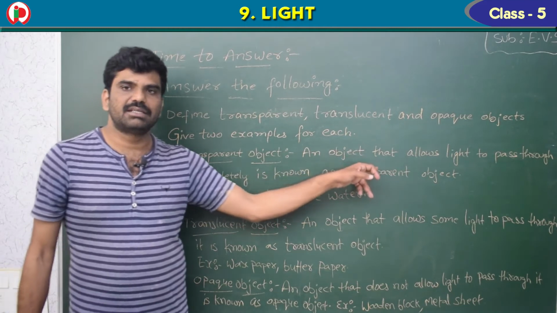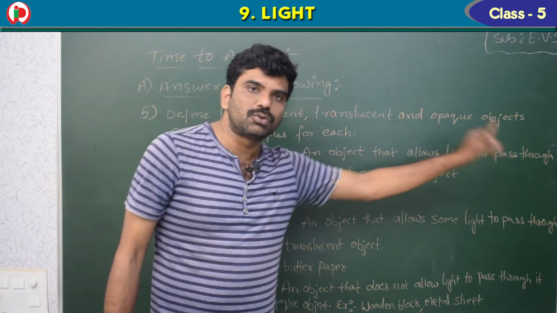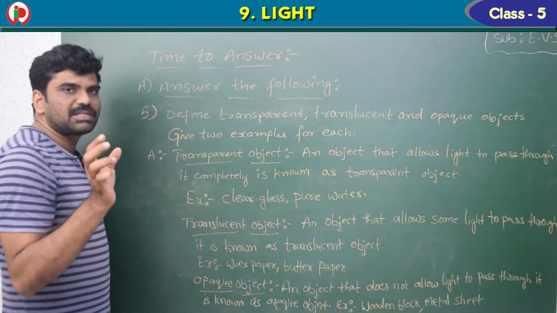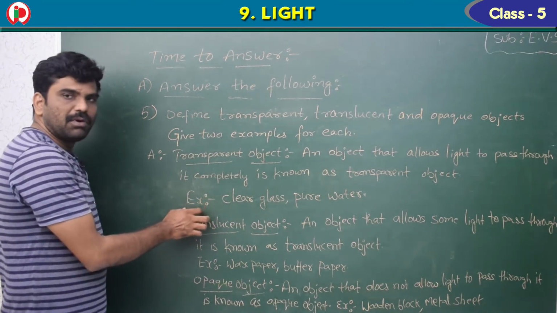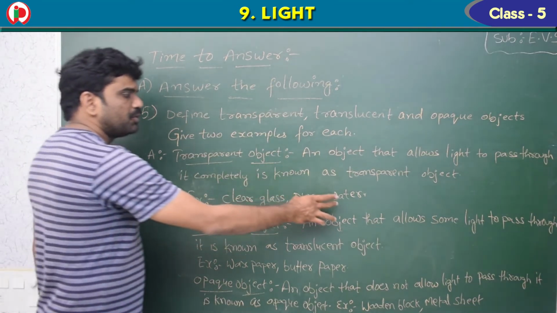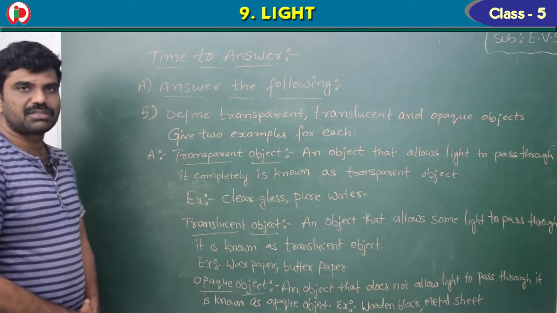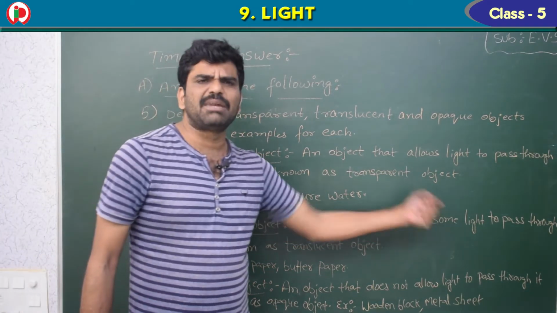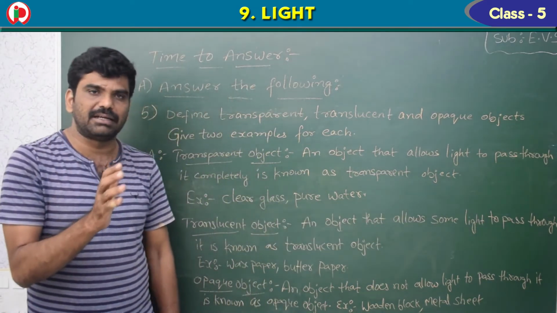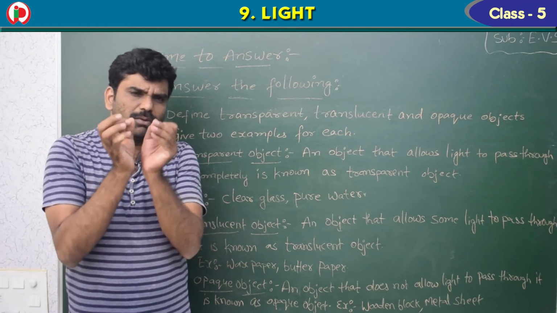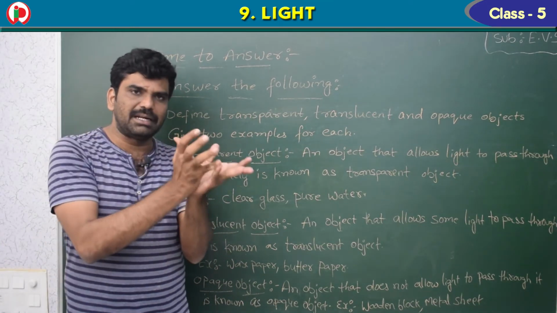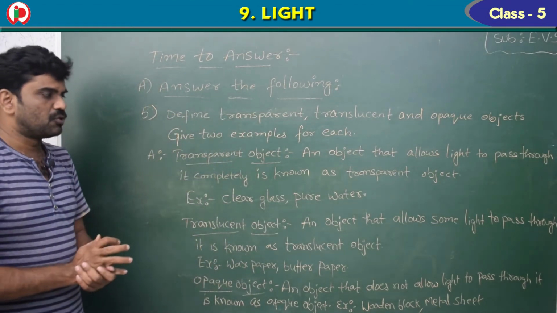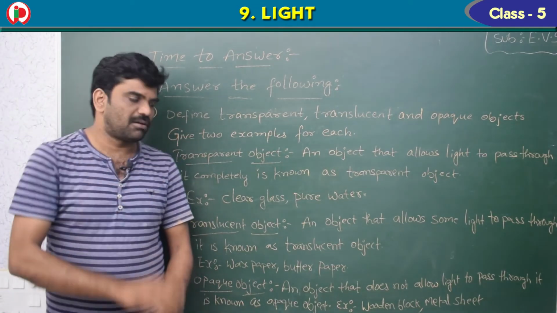An object that allows light to pass through completely is known as a transparent object. Example, clear glass, pure water. Second one, translucent object. An object that allows only some light, partially, not completely. It allows, no doubt, but only some light, not completely. So that is called partially. To pass through, it is known as a translucent object.